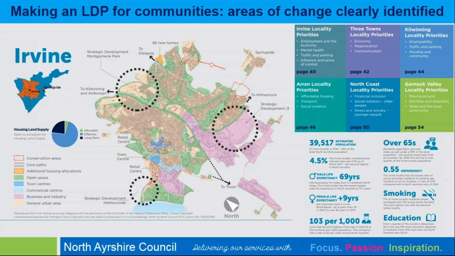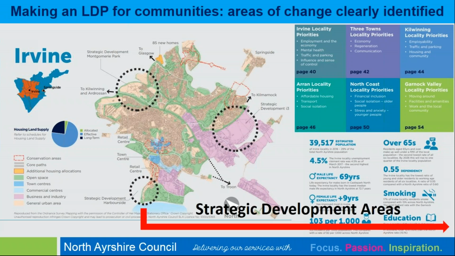So if you skip on, the animation is just showing that the strategic development areas that we highlighted in the spatial strategy are part of what the plan's showing. Skip on again.